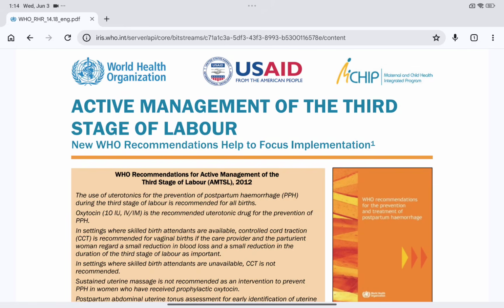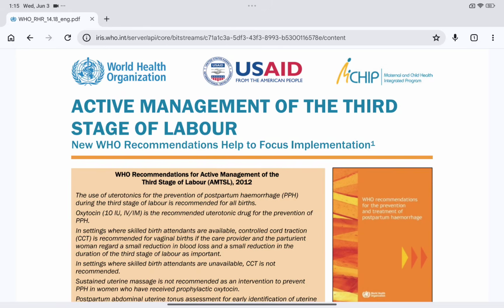Now, coming to the first step in AMTSL, injecting uterotonic, and when it should be given. It should be given within 1 minute of the delivery of the baby or immediately after delivery of the anterior shoulder of the baby. The dose is 10 international units, IM or IV. IV bolus is avoided because of risk of hypotension and cardiac arrest with oxytocin IV bolus. Natural oxytocin is a nonapeptide, while synthetic oxytocin is an octapeptide. The mechanism of action is that it can lead to calcium influx and release PGF2 alpha from the decidua, and thus increases the uterine contractions and hence prevents the bleeding.